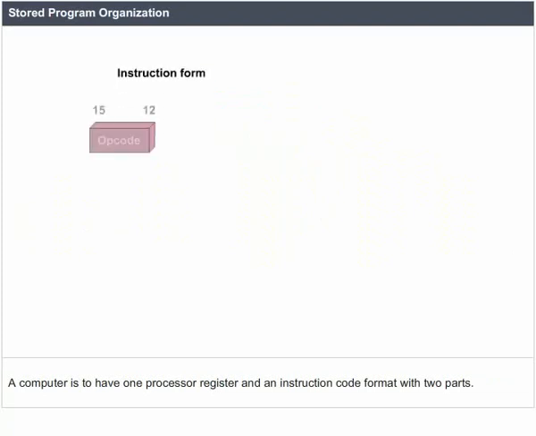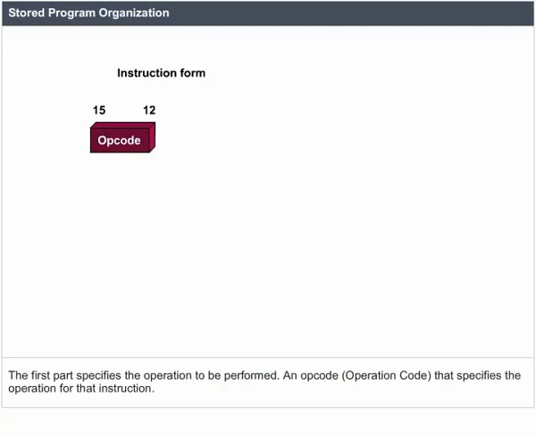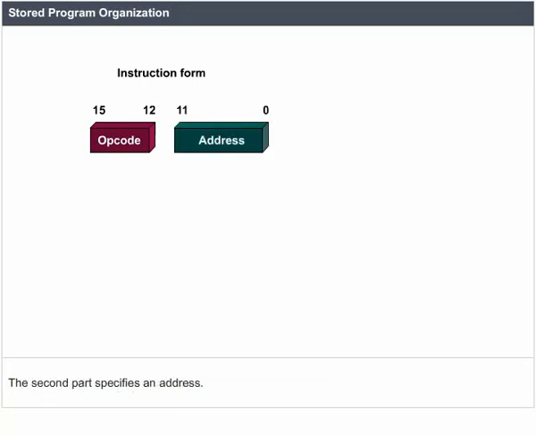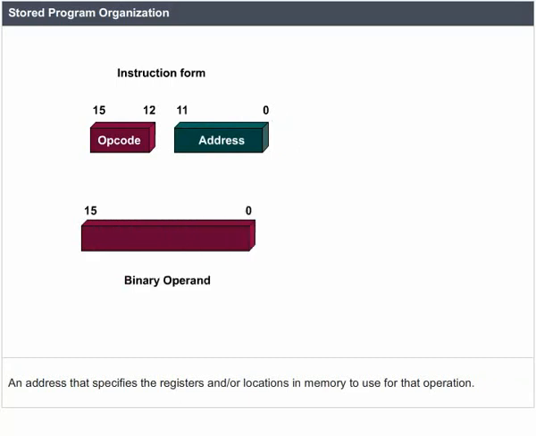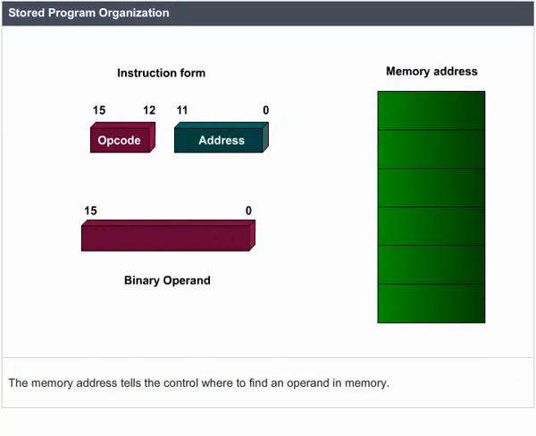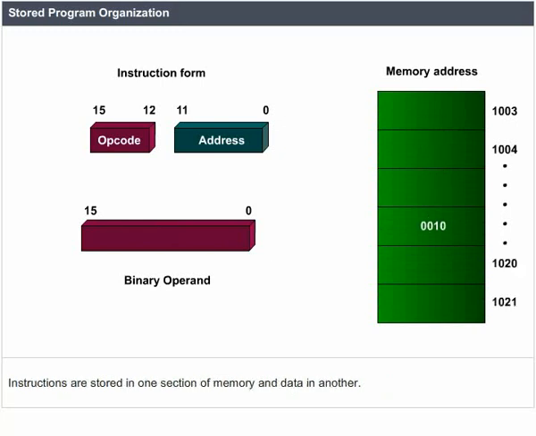Stored program organization. A computer is to have one processor register and an instruction code format with two parts. The first part specifies the operation to be performed, an opcode, operation code, that specifies the operation for that instruction. The second part specifies an address. An address that specifies the registers and/or locations in memory to use for that operation. The memory address tells the control where to find an operand in memory. Instructions are stored in one section of memory and data in another.